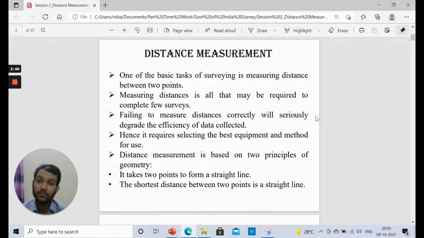And in most surveys many errors occur. Suppose in tape length, as we will be discussing when we go forward with this lecture, when you are holding tapes at two ends of a field, it's not necessary that the tape is horizontal.